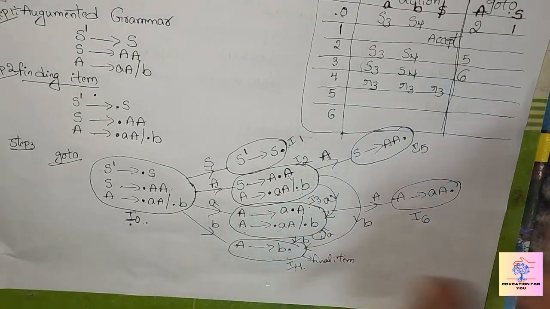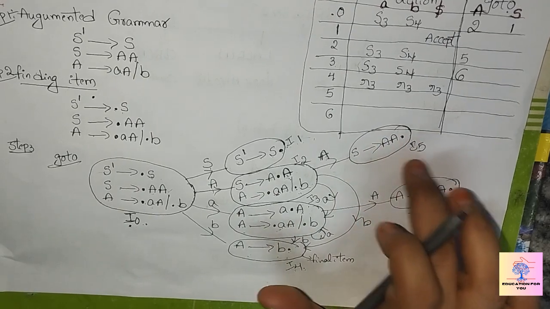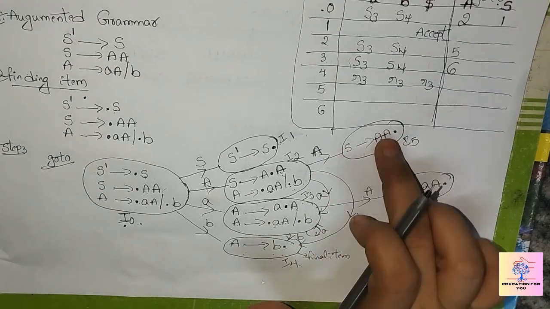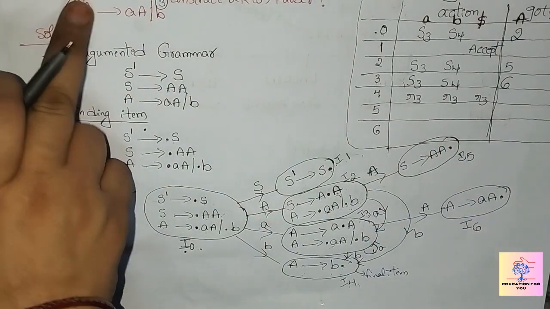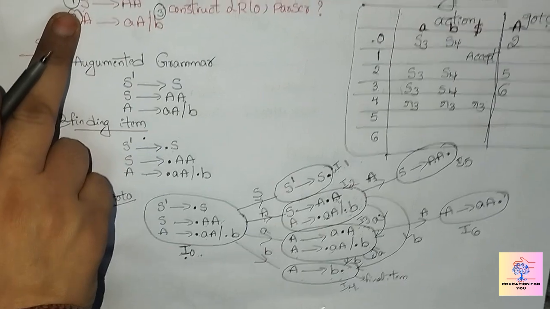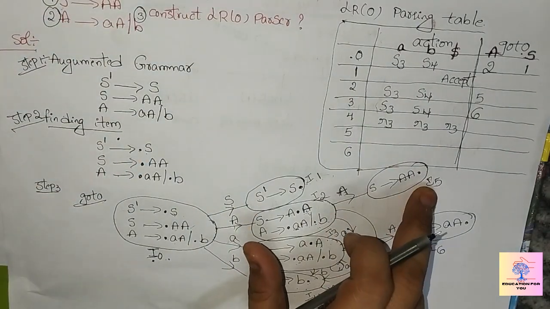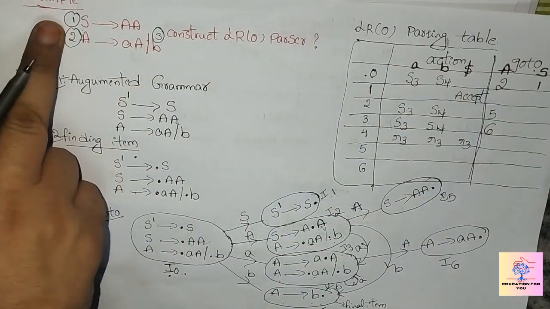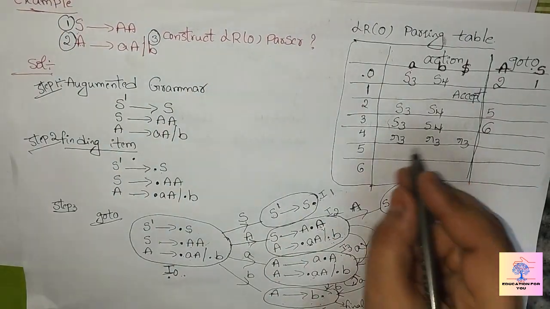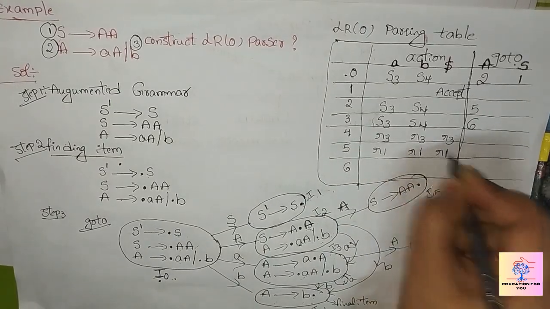Now next, what is the reduction state? S is going to producing AA dot. Okay, that is the I5 state. So for this production, S is going to producing AA, what is the number you have given here? First number. Okay, so for I5, you have to give the reduction number as 1, that is R1. So mention here R1, R1, R1.